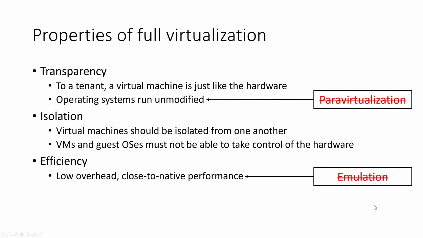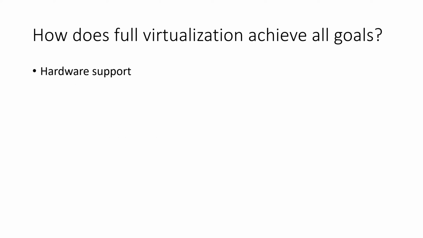And the previous approaches we've discussed up to this point do not provide all of these three properties. For example, emulation has very high overhead and performance is very low because each emulated instruction takes many instructions in the native architecture to complete. And paravirtualization, similarly, also doesn't satisfy transparency because the operating systems need to be modified. So if you have an operating system that you cannot modify, say Windows, then you can't use paravirtualization. So how does full virtualization achieve all of these goals?